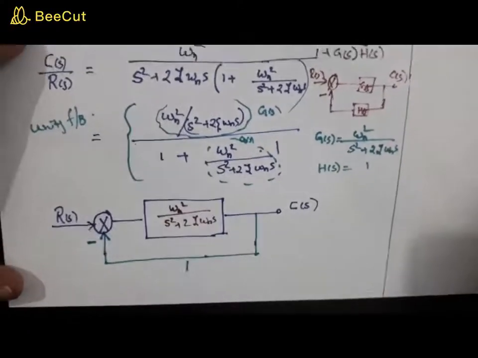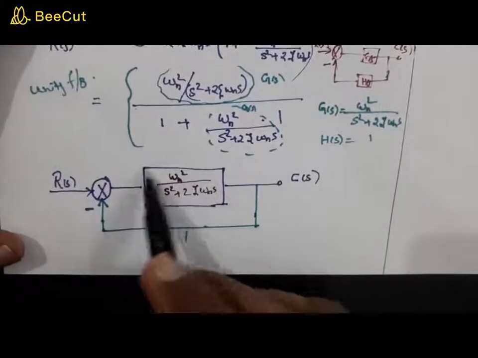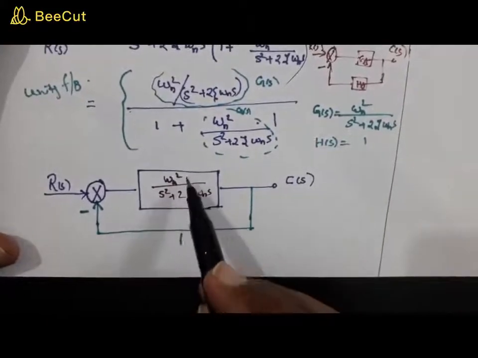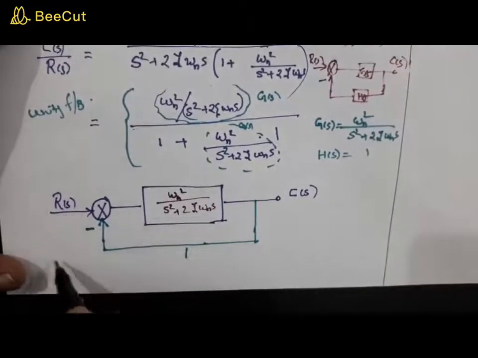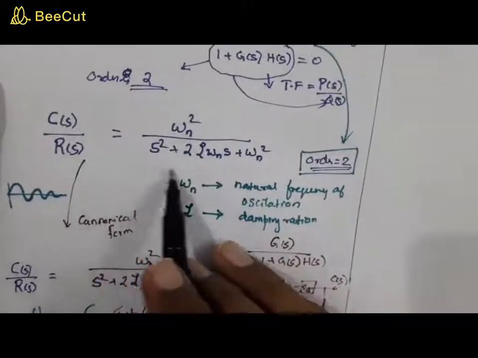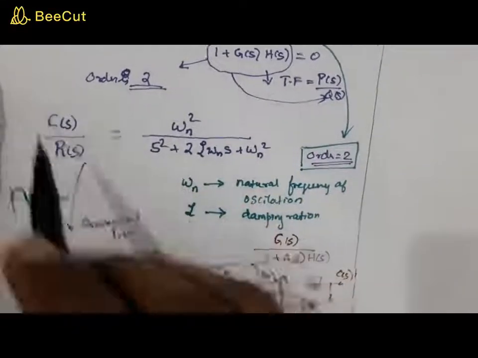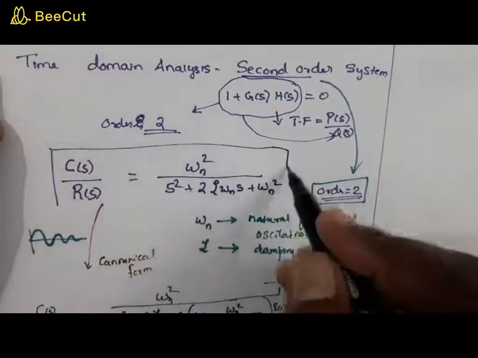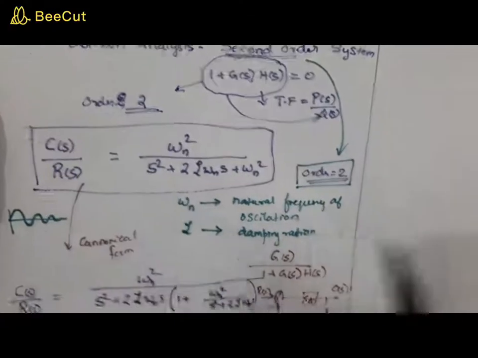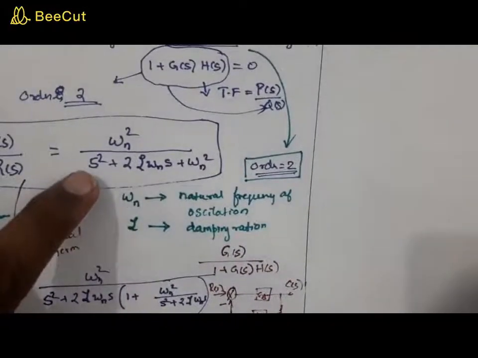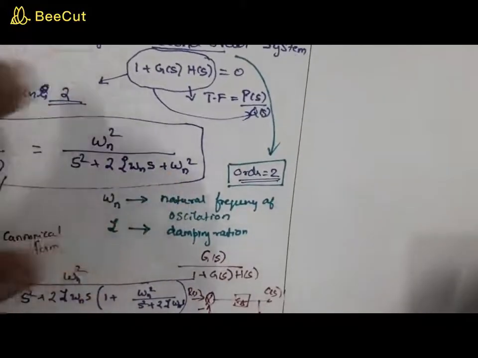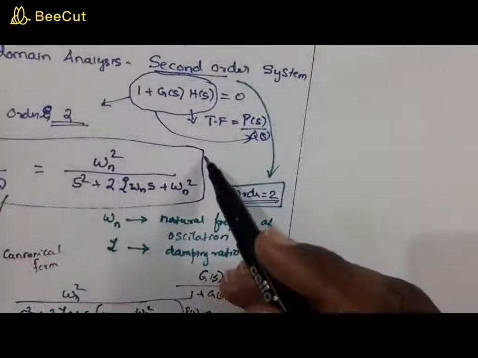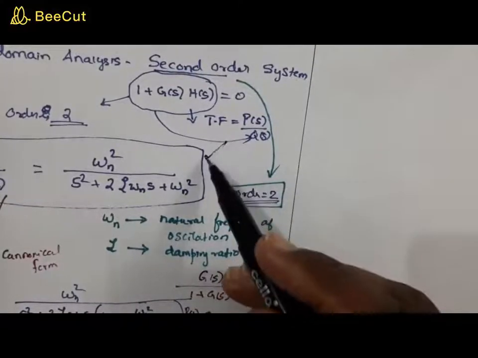Look at this, this is your block diagram. You have your G(s), which is represented as a block, and H(s) is 1. So this is the block diagram representation of a second order system whose general transfer function is given by C(s)/R(s) equals omega n squared by s squared plus 2 zeta omega n s plus omega n squared. You should study this by heart. This is very important.